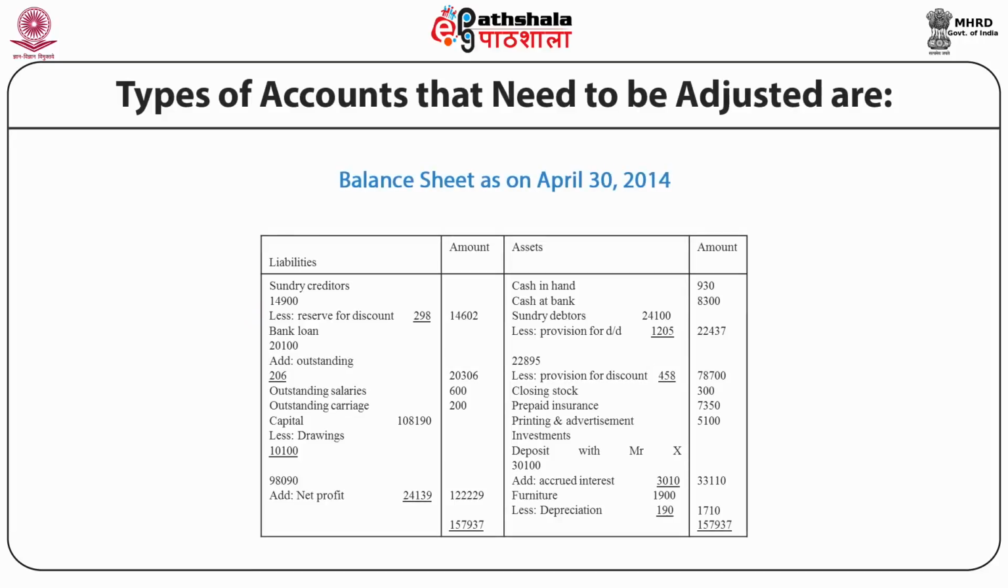It is clear from the slide that the balance sheet as on 30th April 2014 is prepared, and liabilities are shown on the liability side and assets are shown on the asset side. Outstanding items are liabilities, prepaid items are assets, and these are shown on the liabilities and asset side. Further, accrued interest is shown on the asset side. Depreciation is deducted from the furniture account. Provision for doubtful debts is deducted from the sundry debtors.